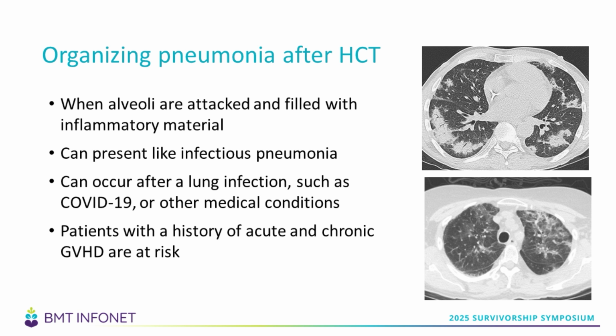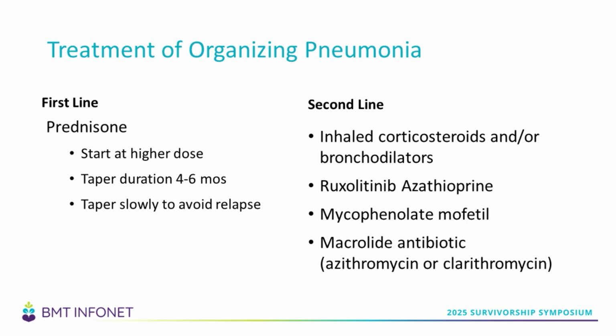And this was well described after COVID-19, but we had this even before COVID-19. And patients with a history of acute and chronic graft-versus-host disease are certainly at risk. The good thing about organizing pneumonia is that it's generally responsive to treatment, and the first line treatment is prednisone. So I think a lot of people suffer more from the prednisone than from the disease itself, unless it lands them in the hospital.